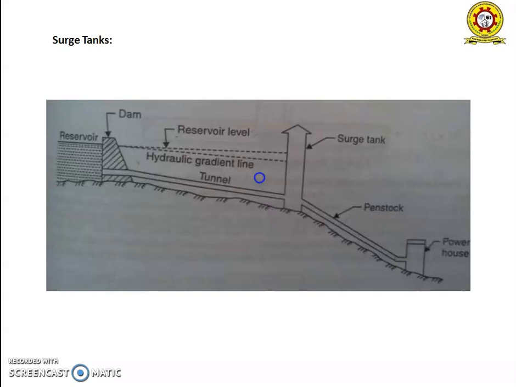And the next element is the surge tank. A surge tank is a small reservoir in which the water level falls to reduce the pressure swings so that they are not transmitted to the closed conduits. They reduce the distance between the free water surface and the turbine, thereby reducing the water hammer effect.